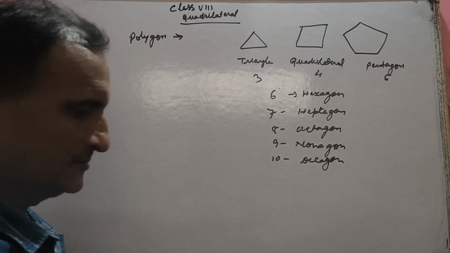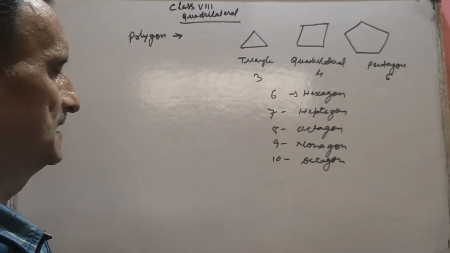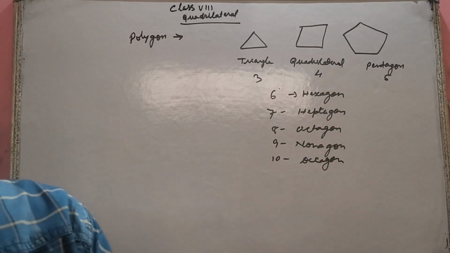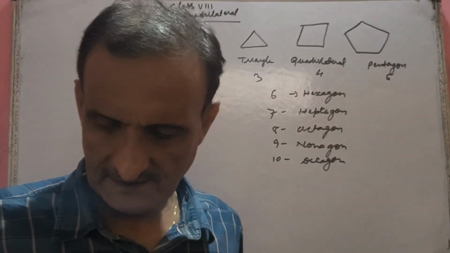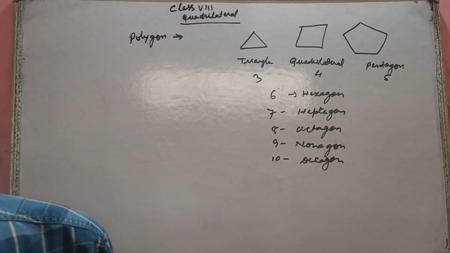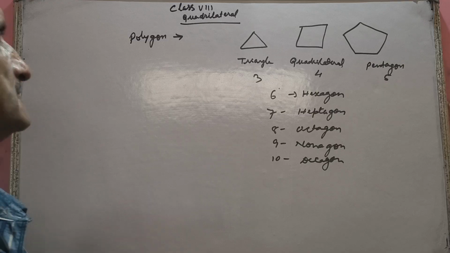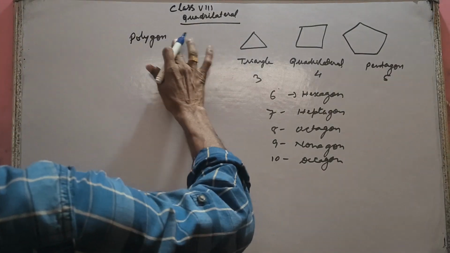The polygon is a geometrical figure made up of line segments. It can be a triangle, quadrilateral, anything. Now comes the regular polygon.